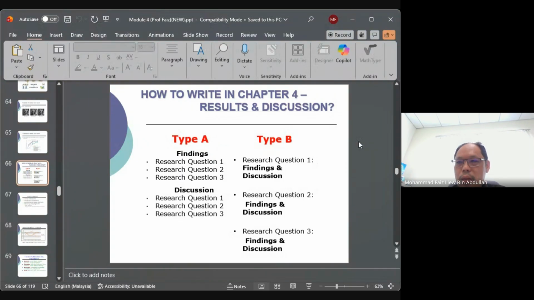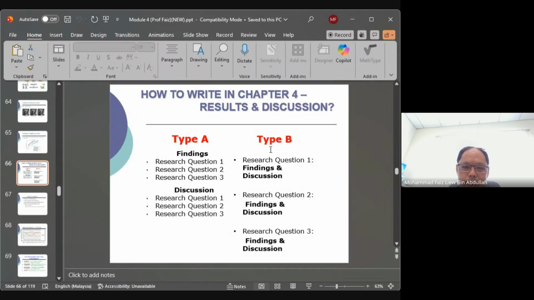If suddenly there's a drop in one area, you have to explain why there's a drop. Is it because of the material that you added that causes it? Is the drop good or not good? Or if the graph increases, is it much better or not? All this, we call it very intense discussion, and it must be written. So how do we write it in chapter 4, results and discussion?